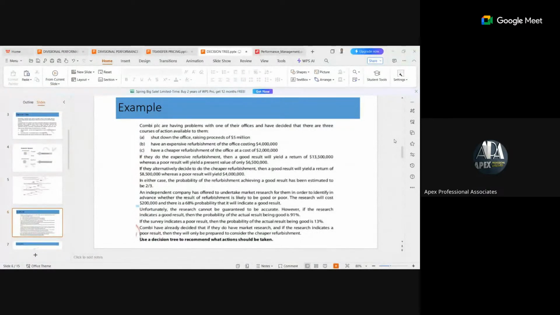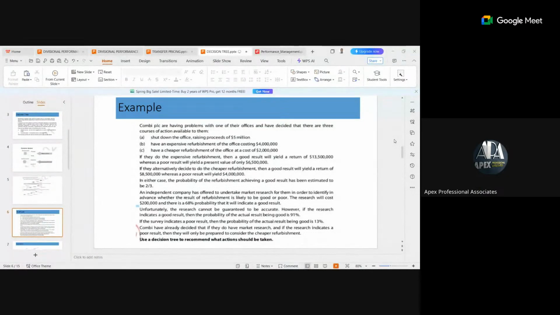13.5 million. Whereas a poor result will yield what? A return of what? 6.5 million. So for expensive, we have 2 options, 2 chances, good and bad. And the expected return for good is what? 13.5. For poor or bad is 6.5. 6.5.